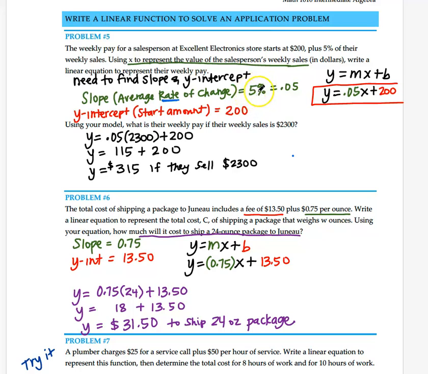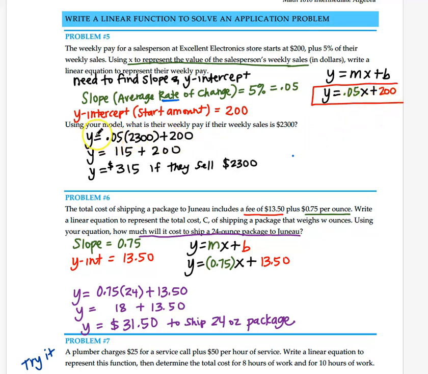But 5 is not what we're going to use. It's 5%, so we need to change that to a decimal of 0.05. And then our y-intercept is the start amount, which is $200. So the pay there, you're going to get $200 no matter what, and then more depending on how much you sell. So if we plug those into the slope and the y-intercept, we have y equals 0.05x plus 200.